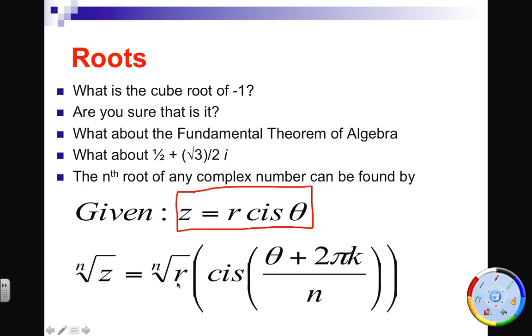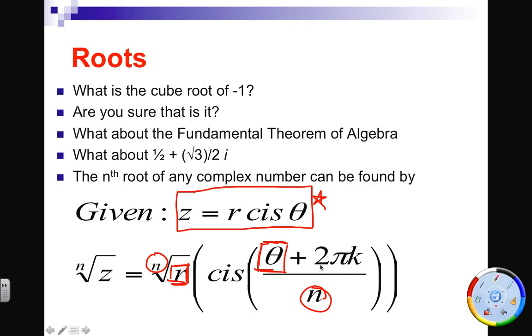Now, you'll notice that the r and the CIS and the theta all come from the number itself. So this one's pretty easy. This one's given. This one's given. And if you want to take the fifth root, you know this is given as well. n and n, that means it's 5. n is 5. Okay. Well, here's the thing.